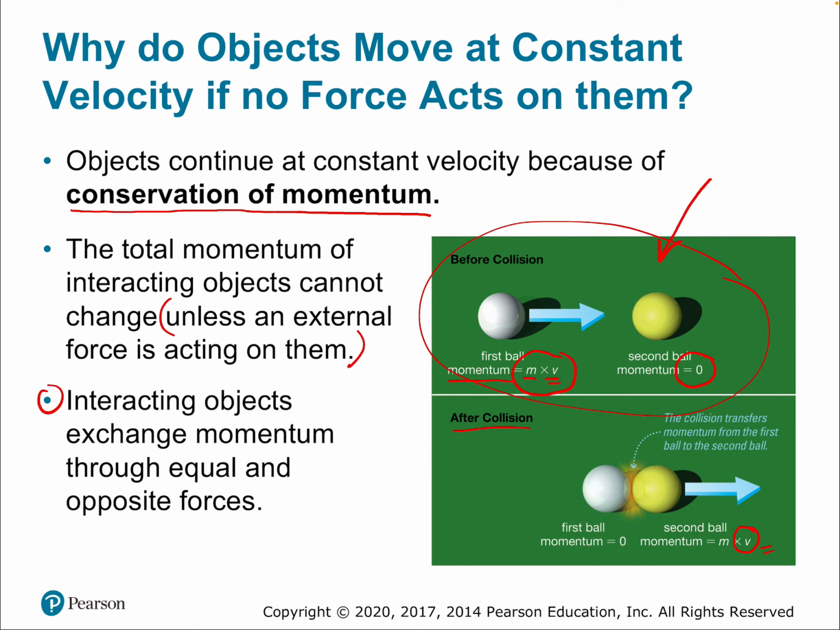Interacting objects exchange momentum through equal and opposite forces. So the actual event that happens is an event of reaction forces. But it might happen so fast that it's much easier to track the momentum before and after, rather than trying to figure out the forces during.